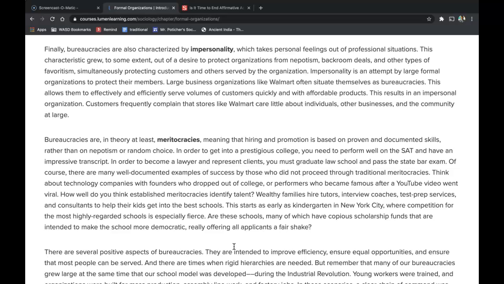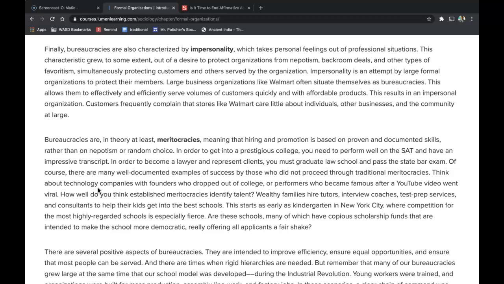In order to get into a prestigious college, you need to perform well on the SAT and have an impressive transcript. In order to become a lawyer and represent clients, you must graduate law school and pass the state bar exam. Of course, there are many well-documented examples of success by those who did not proceed through traditional meritocracies. Think about technology companies with founders who dropped out of college, or performers who became famous after a YouTube video went viral. How well do you think established meritocracies identify talent?